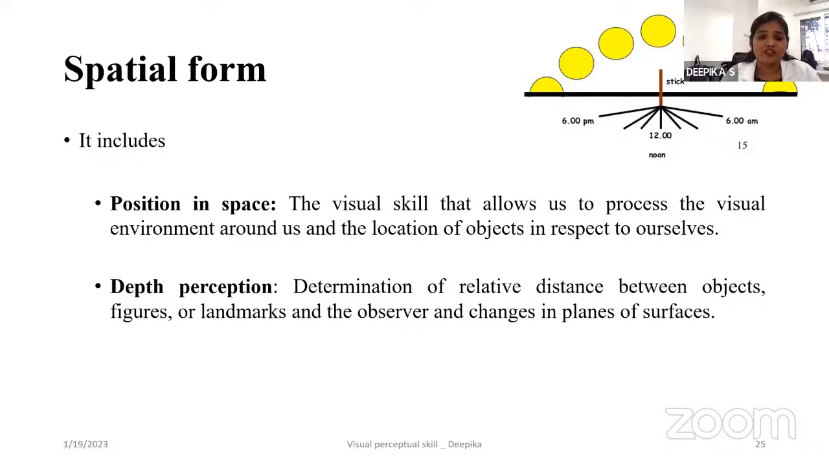And the next one is spatial form. It includes position in space and depth perception. So the first one is position in space. It is the visual skill that allows us to process the visual environment around us and the location of the object in respect to ourselves.